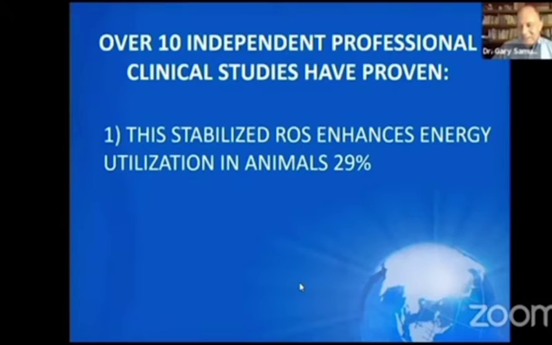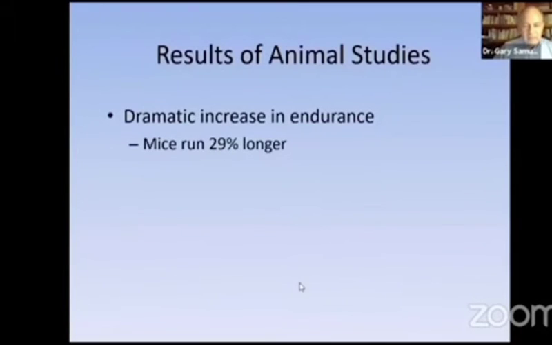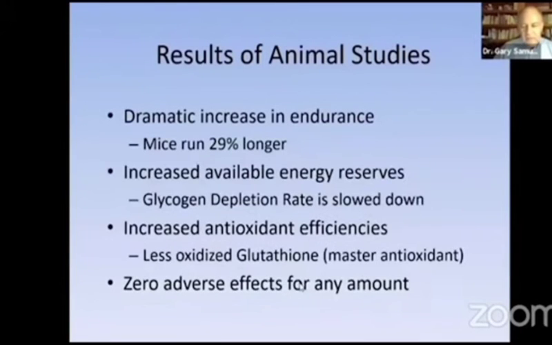If you want to be a little bit less technical, where it is exposed, it tends to accelerate the healing process of the cells. And it also helps to enhance the energy utilization in animals. Mice were shown to run 29% longer when they were given SIA. The human metabolism also shifts in metabolites that last longer than 24 hours. Again, this was a study that was done about 3 or 4 years ago. And then there are several theories as to why it is working and why it's doing this, and we're still discussing.